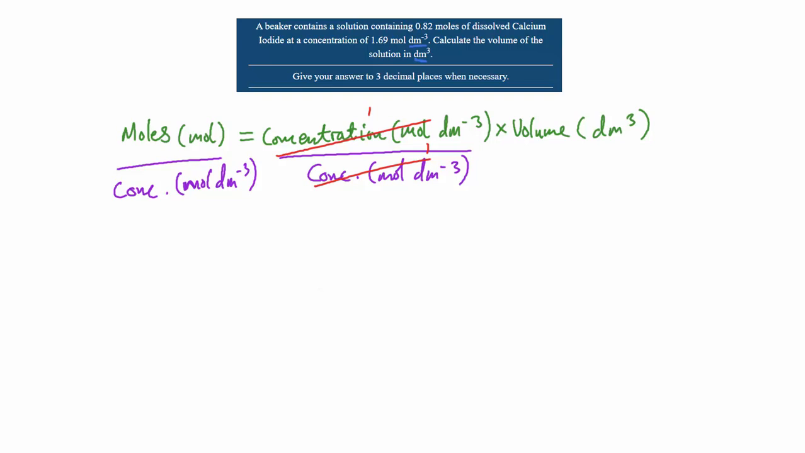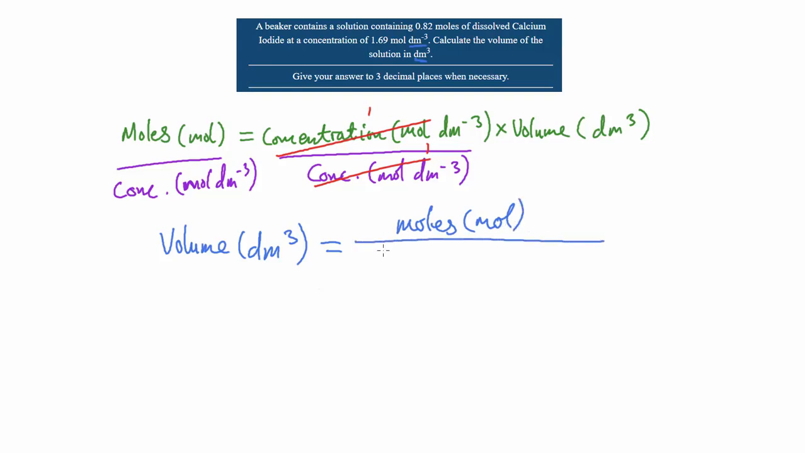What we can do now is rearrange this equation and put the volume on the left hand side, just so it's a bit clearer. So the volume, as we recall, it's asking us for the volume in decimeters cubed, is equal to the moles, in moles, not moles per dm cubed, divided by the concentration, which is in moles per dm cubed.